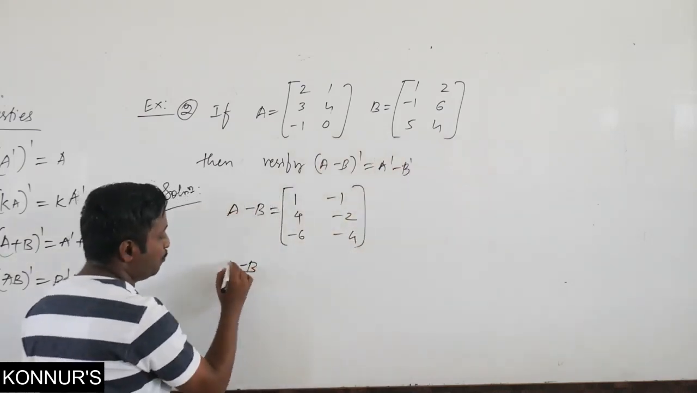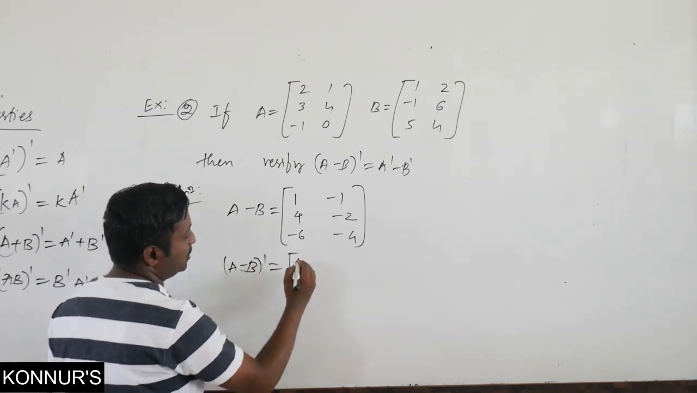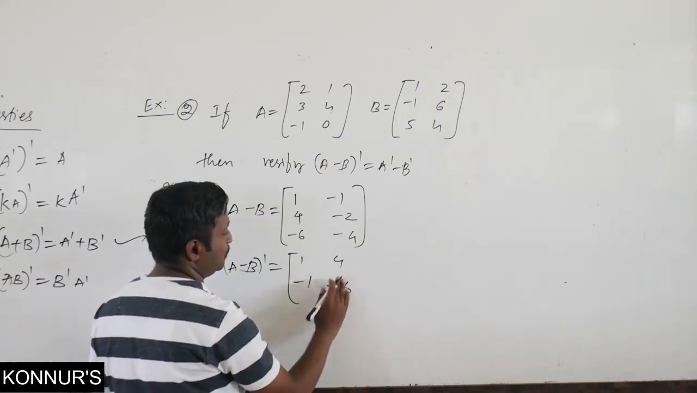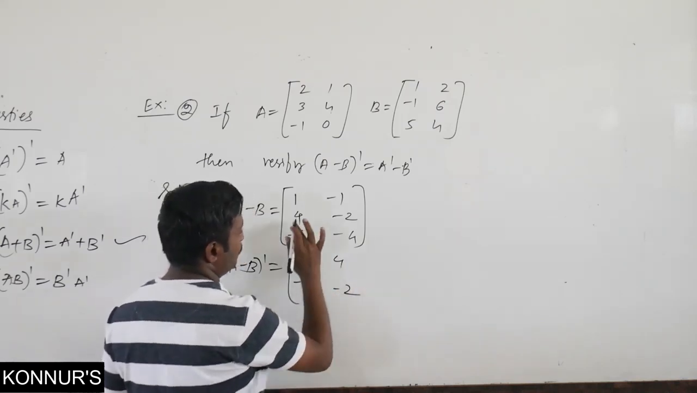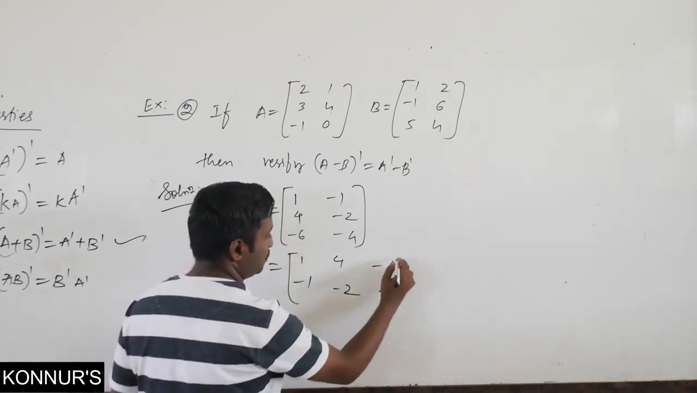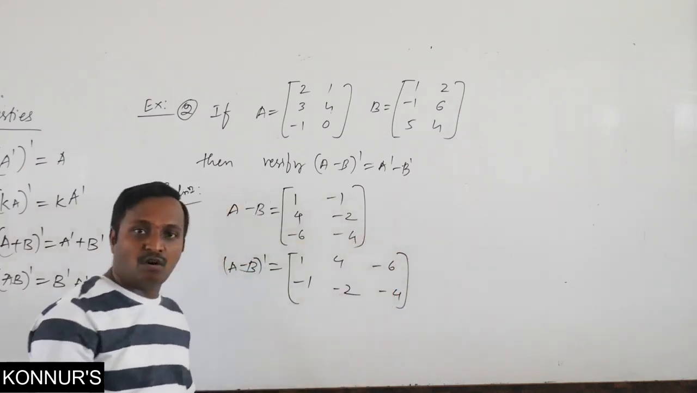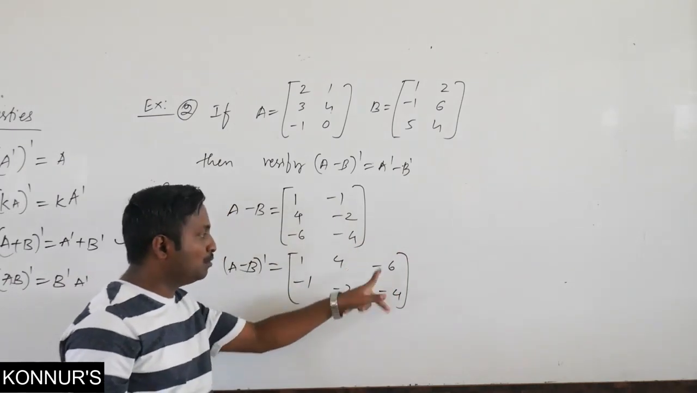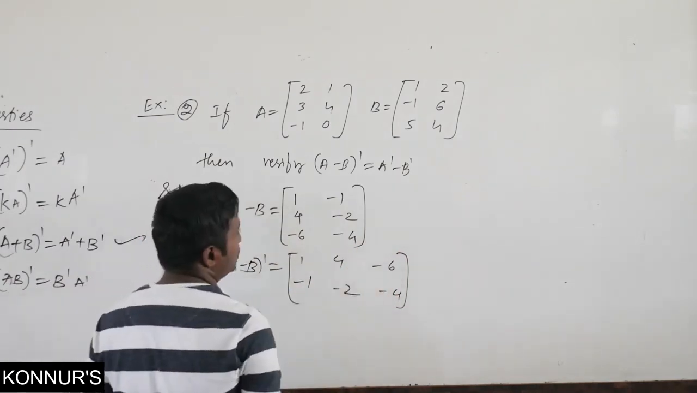Now A minus B whole dash. A minus B whole dash is 1, minus 1, 4, minus 2, minus 6, minus 2, 4. Row becomes column, column becomes row. Row, column, row, column, row, column. Yes? This is A minus B whole dash.